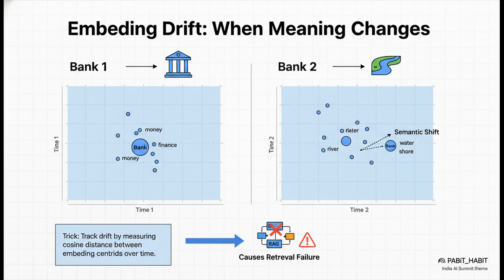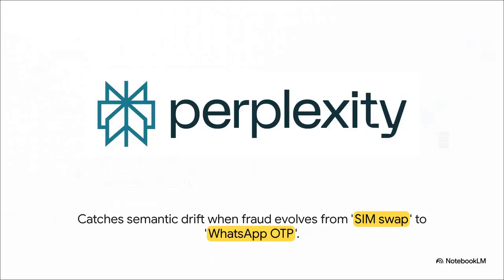We call this embedding drift. And trust me, even a tiny change in the meaning of user queries can totally wreck your retrieval quality. And here's how you monitor for it. This little code snippet is absolutely critical for catching those semantic shifts.